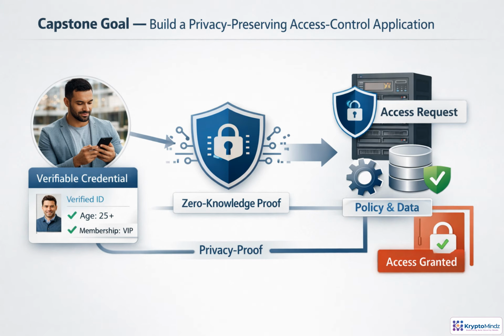At the center of the capstone is a simple idea: access is driven by proof, not by exposing personal data. A user holds a verifiable credential, such as proof of age or membership. When they request a protected resource, the application asks only for the facts required by policy. The user generates a zero-knowledge or selective disclosure proof, and the verifier checks it against the rules. If the proof is valid, access is granted without sharing the underlying credential details.